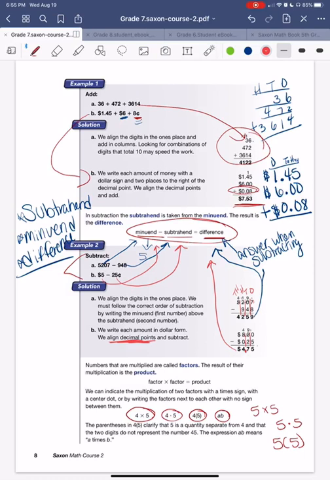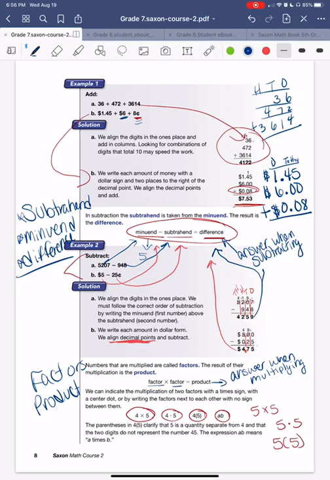So the next big words that we definitely need to know, one is factors, and the next is product. Now, your factors, these are the numbers that you multiply. Okay? All right. And then the answer that you get is your actual product. So this is the answer when multiplying. So you'll receive a product when you multiply.